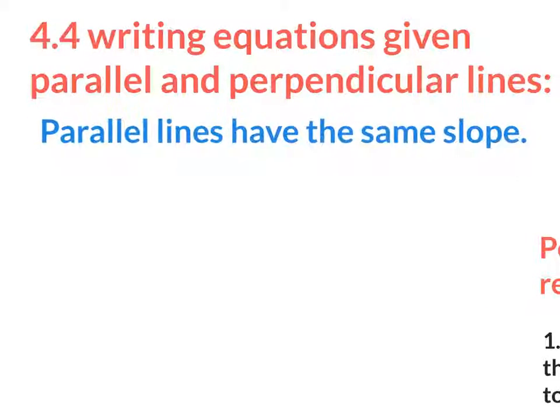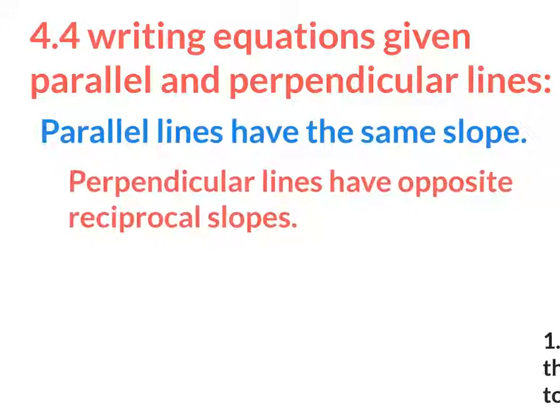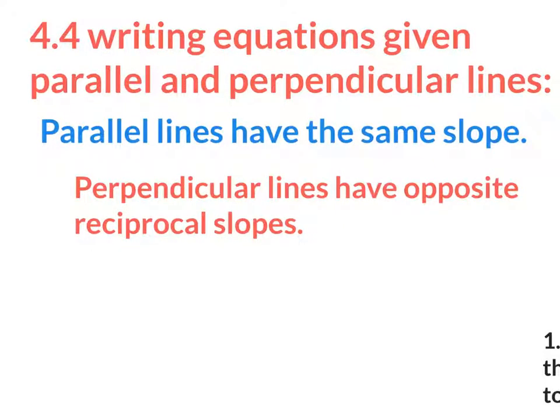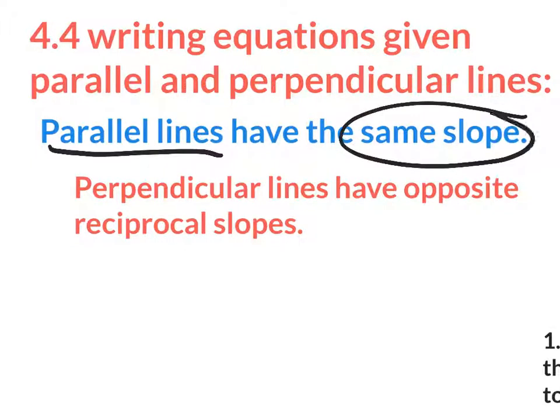defining parallel lines. We need to know that parallel lines have the same slope. Whenever you hear the word parallel, you need to think same slope, same m values, okay? Whenever you hear the word perpendicular, perpendicular lines have opposite reciprocal slopes, okay? So once again, parallel lines, same slope. Perpendicular lines, opposite reciprocal slopes. That means you're going to change the sign and flip the fraction.